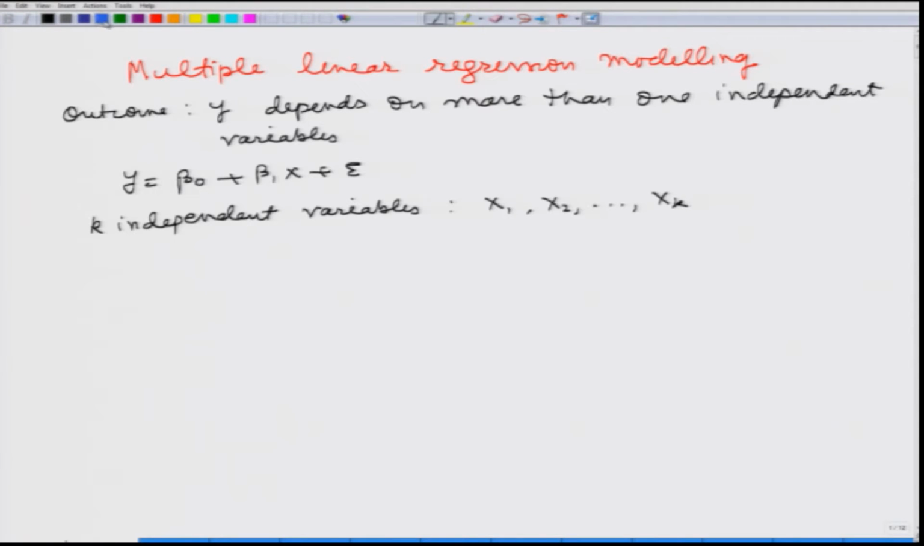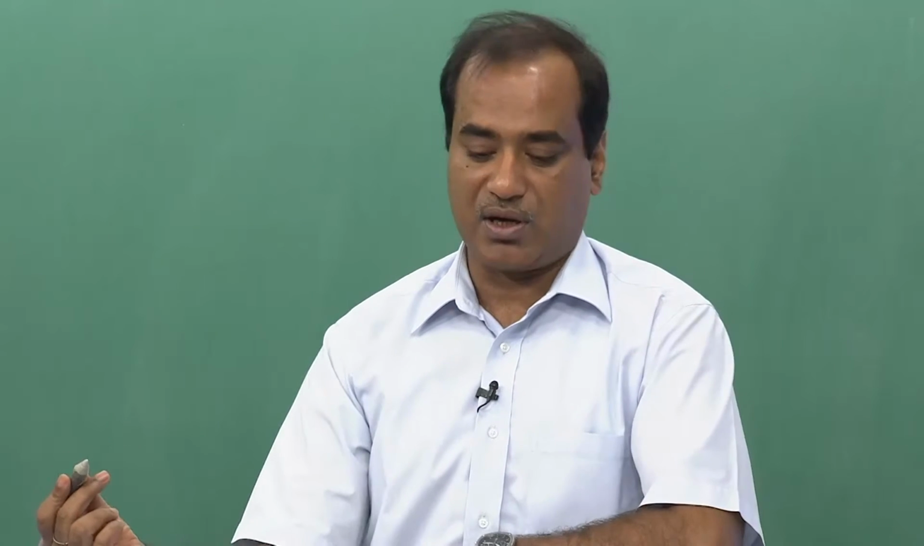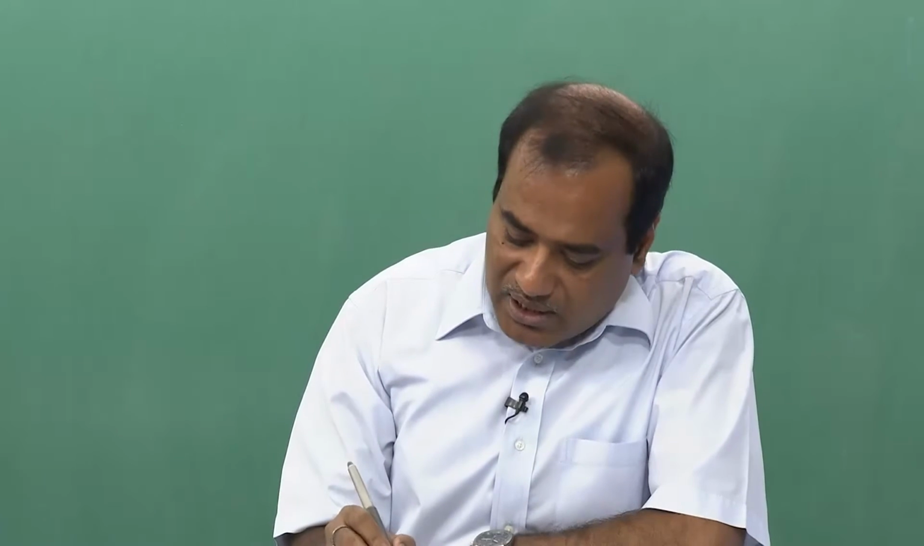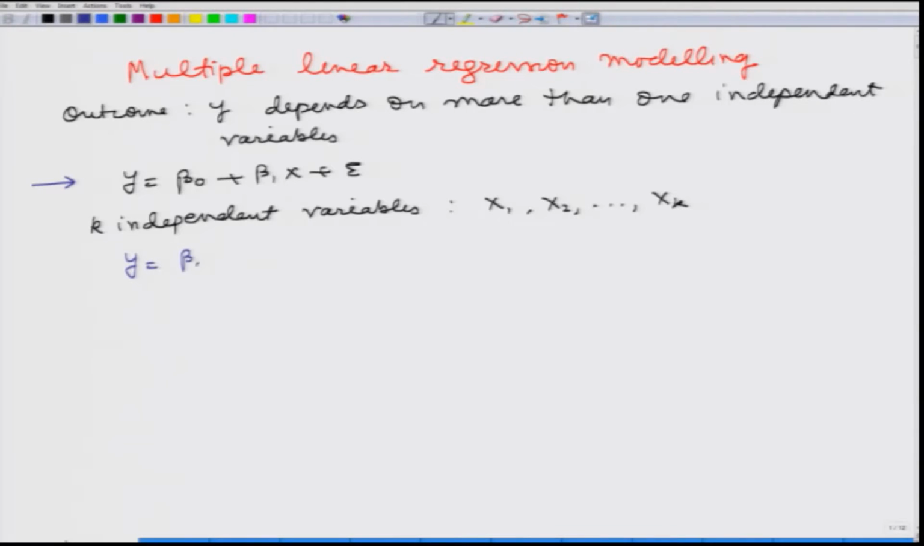So, the same model which we have considered in the case of simple linear regression can be extended to the case when there are more than one independent variables, and this can be written as, say, y is equal to beta 0 plus beta 1 x1 plus beta 2 x2 up to, say, beta k xk plus epsilon.